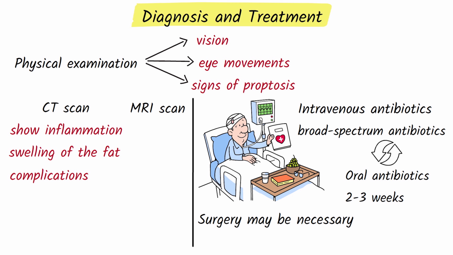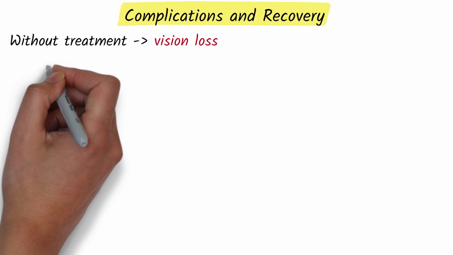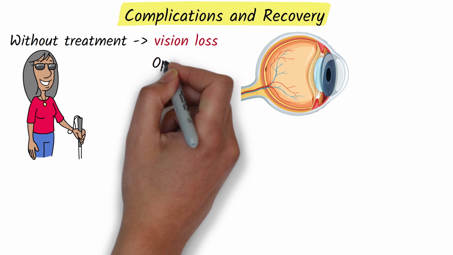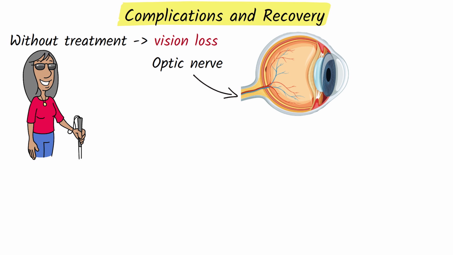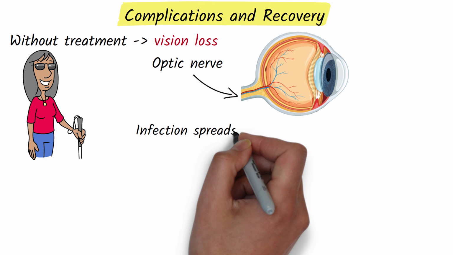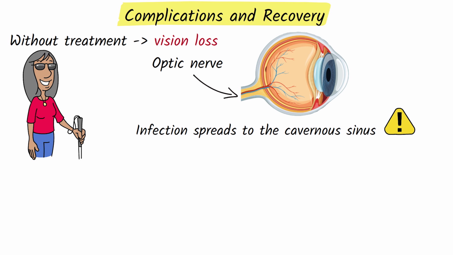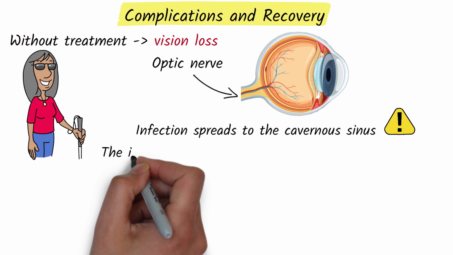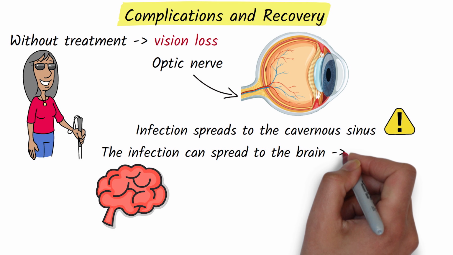Without prompt treatment, orbital cellulitis can lead to vision loss. This can happen if the infection compresses the optic nerve or cuts off blood supply to the eye. The most dangerous complication is when the infection spreads to the cavernous sinus, a large vein at the base of the brain, causing a life-threatening condition. The infection can also spread to the brain itself, causing meningitis or a brain abscess.